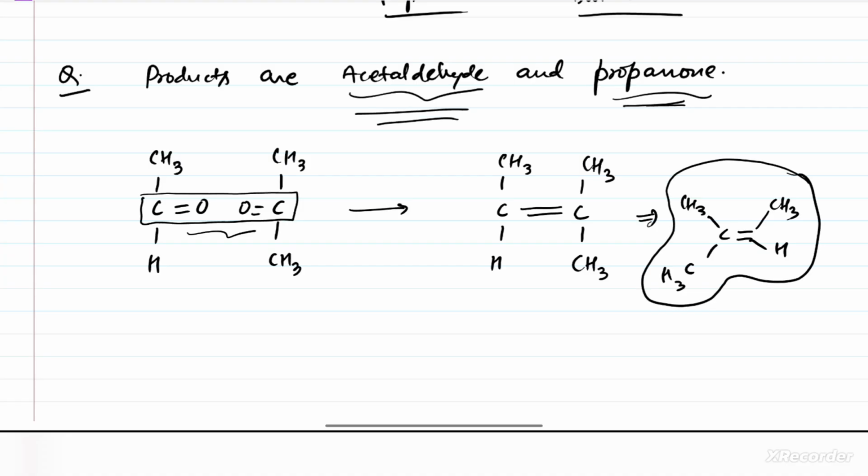So basically in this way you can write the product of ozonolysis, and with the help of the product, you can write the required alkene as the reactant. Thank you.